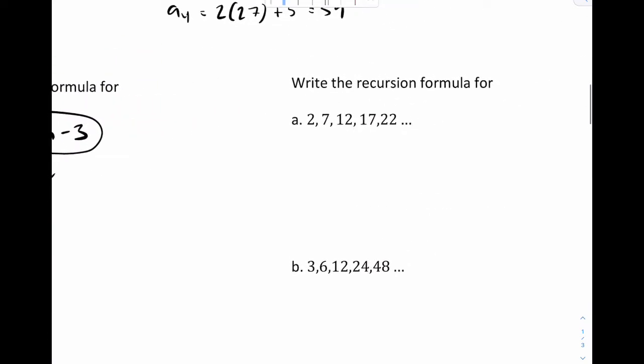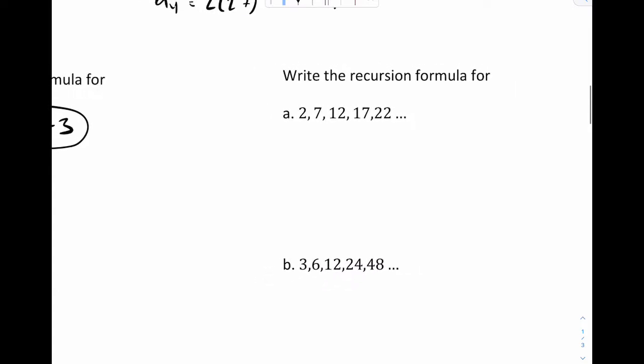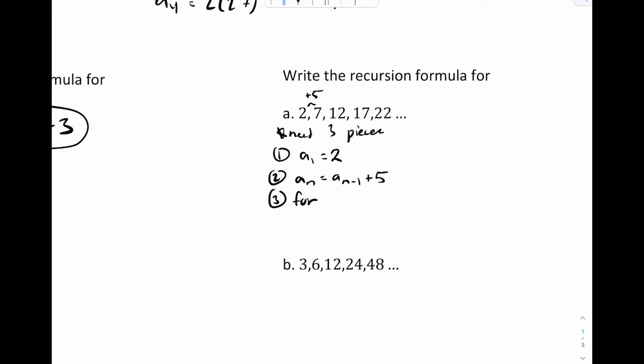And finally, recursion. So this is going to be a little bit easier. For recursion, you just need to write this down. You need 3 pieces. Step 1 is you define the first term. Step 2, write the formula. So for example, this one I can see add 5 every time. So take the previous term, add 5. And step 3, you state where it begins. So I want this to begin at the second term. So n is greater than or equal to 2. 2 is very common because you typically start on the second term once you define the first term.